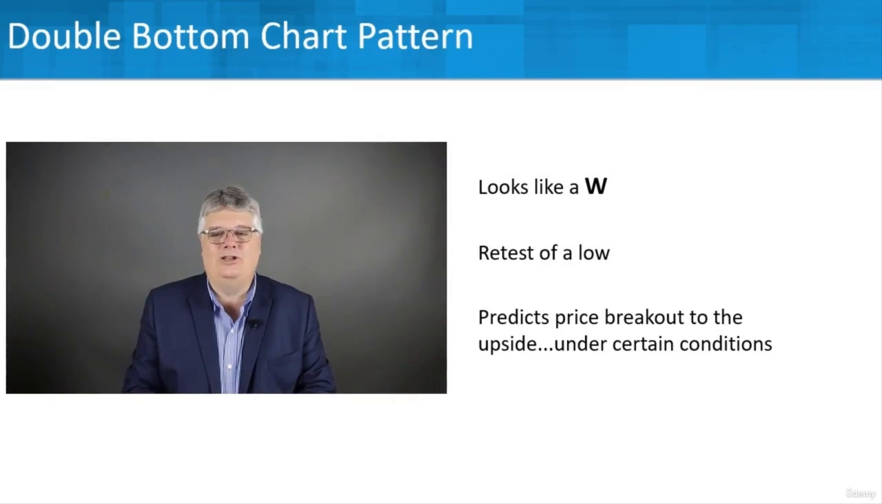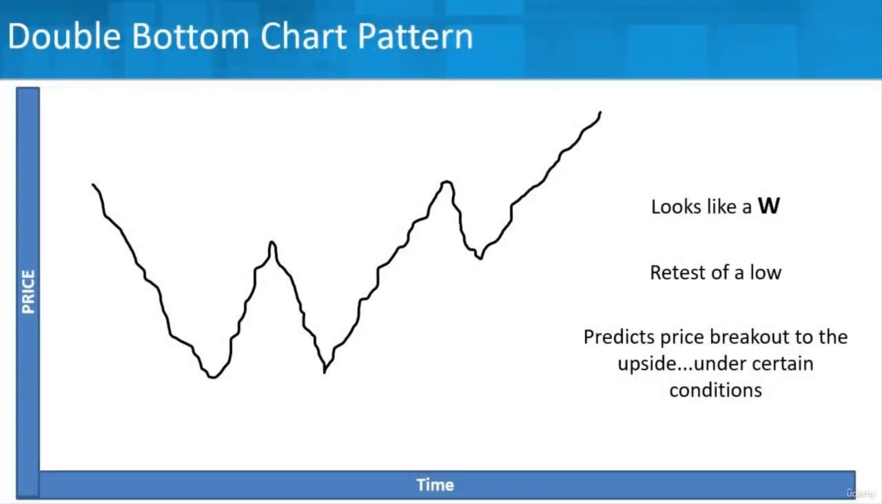That's the idea: under certain conditions, we're now going to break out to the upside. So let's look at how those form and how we can trade off of those. If we look at this example, this is all the prices, high to low, made into a line chart here. And it looks like a W. Do you see the W there over on the left? And the idea is that it's a retesting of the lows.